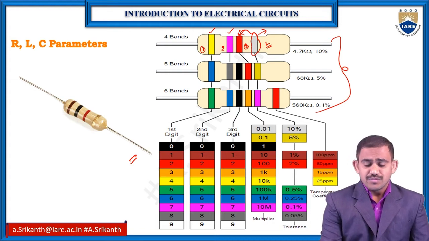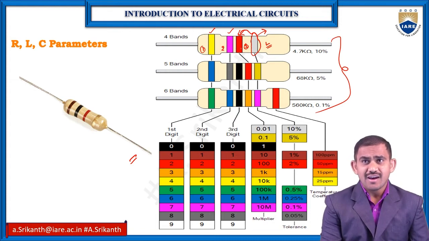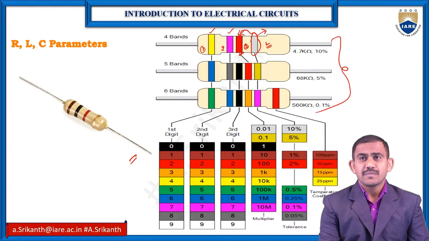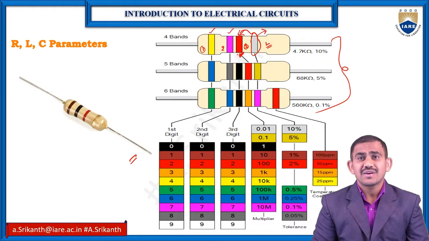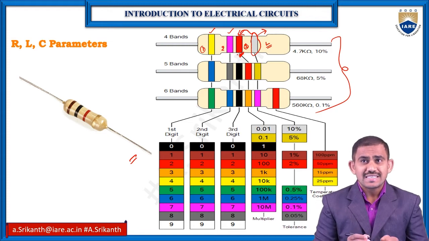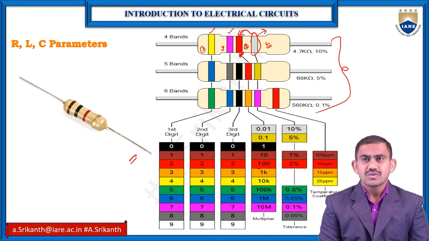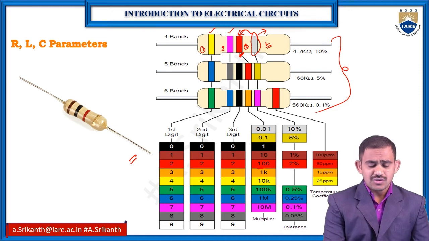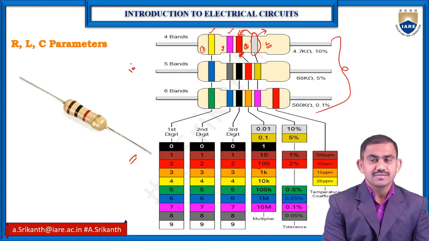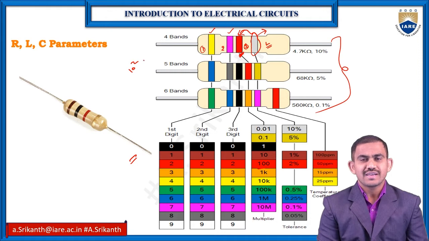So before tolerance, which color we have? That is your multiplier value. So red color is your multiplier value. What is the red color multiplier? That is 2, which means 10 power 2, that is 100. So we can write 10 square for red color.